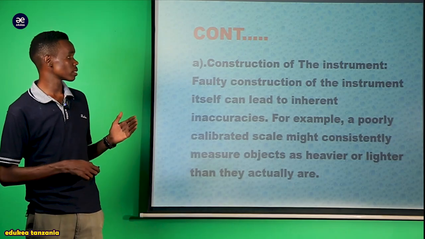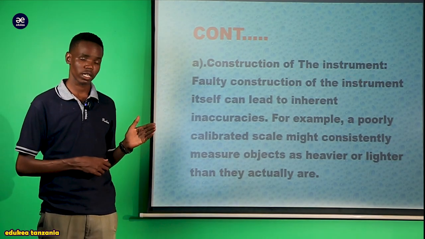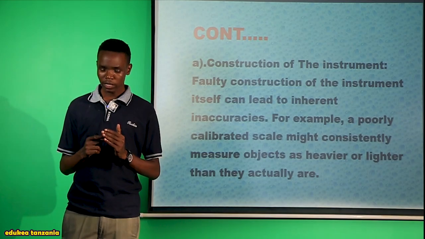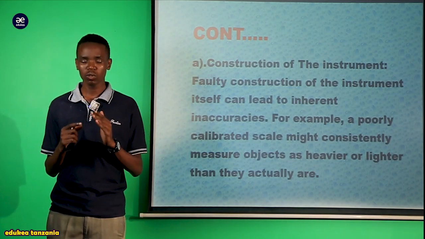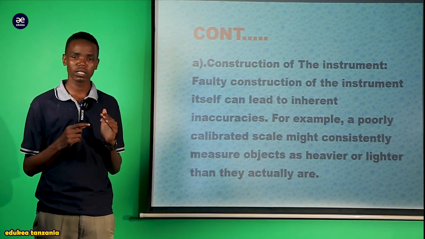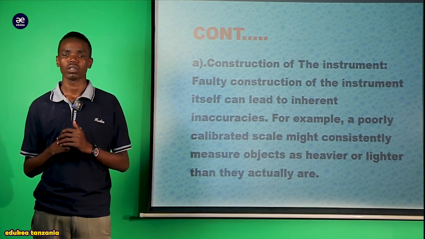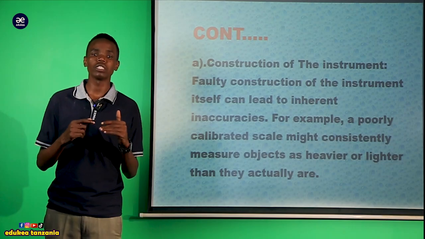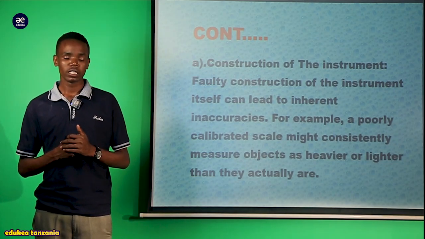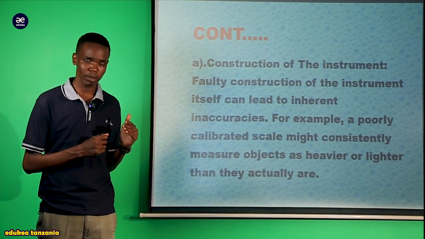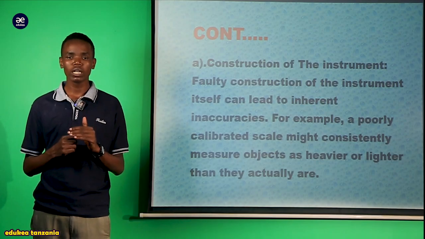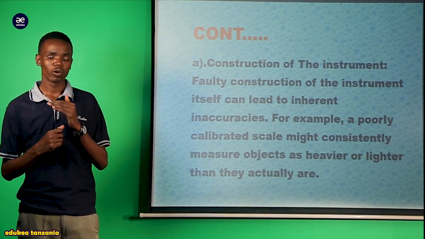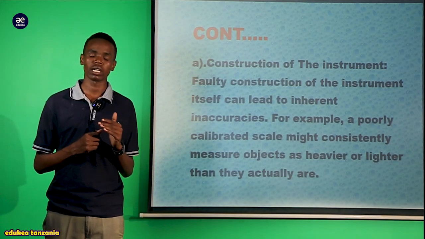Among them is during the construction of the instruments. Always the systematic error, my dear student, exists through the presence of an instrument. When the instrument is constructed with incorrect scales, it means that during the measurements you will obtain errors, which are called the systematic errors.